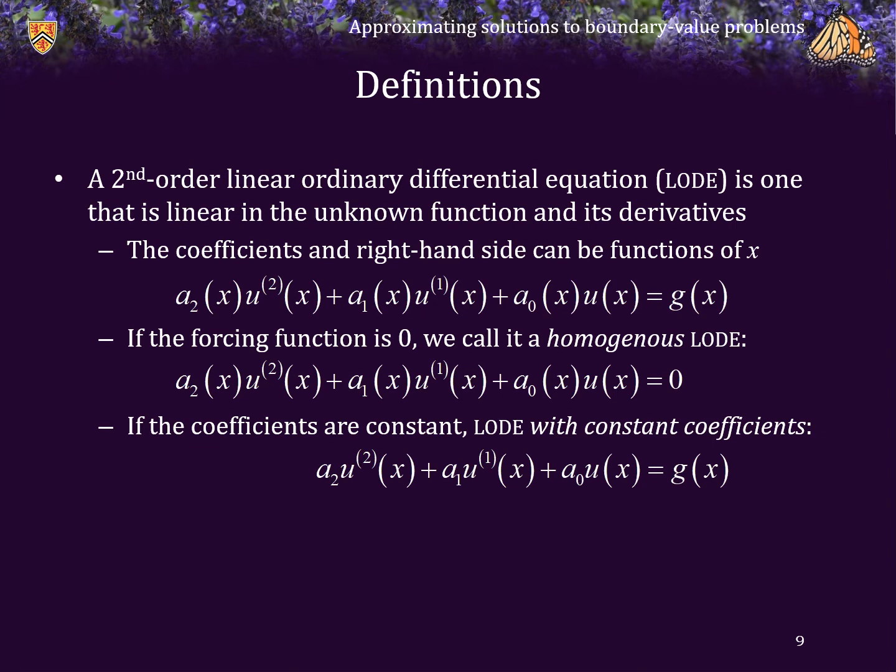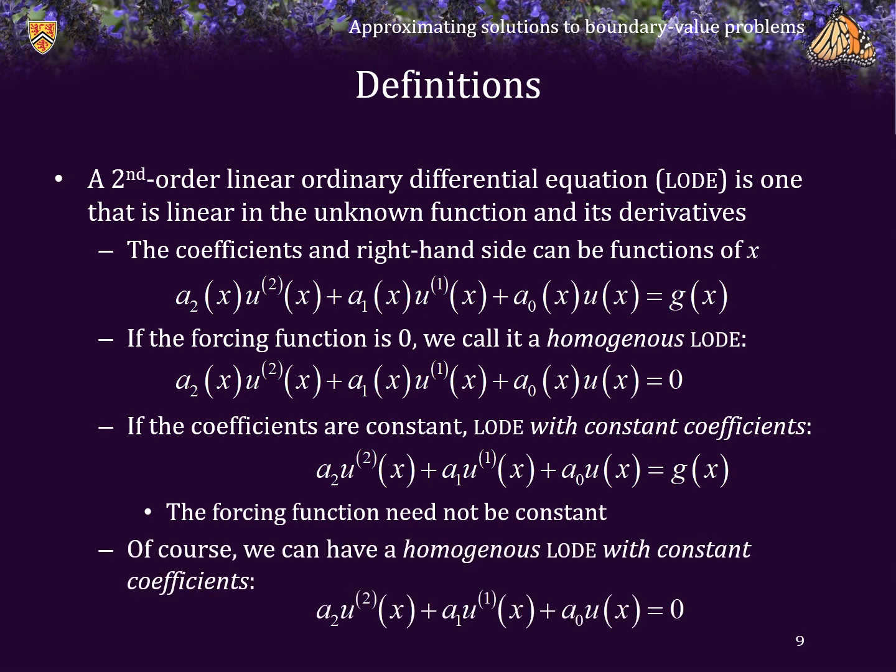Now, if the coefficients of u and its derivatives are constant, we call it a linear ODE with constant coefficients. Note again that a linear ODE with constant coefficients need not have a forcing function that is constant. So the forcing function can nevertheless still be a function of x. It is just that the coefficients of u, its derivative, and second derivative are all constant. And of course, we can have a homogeneous linear ODE with constant coefficients.